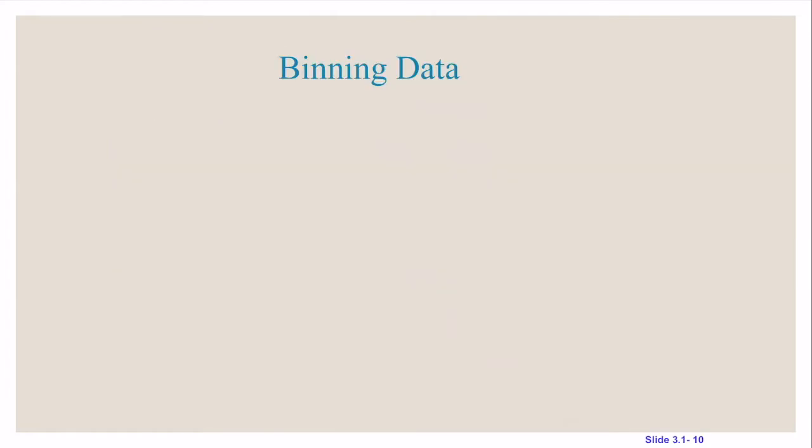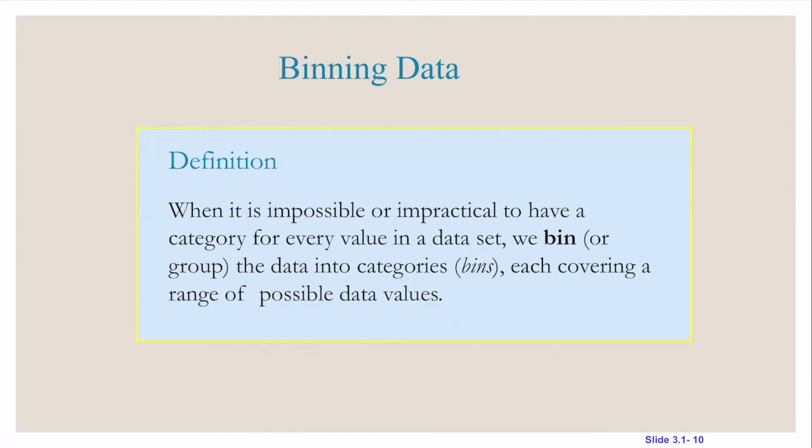We can also bin data, right? We bin data when it's impossible or impractical to have a category for every value in a data set. This is most common with quantitative data. Say, for example, test scores. I wouldn't want to have a table for every possible test score, like 70, 71, 72, 74, all the way up from 0 to 100. That's when we need to bin data.